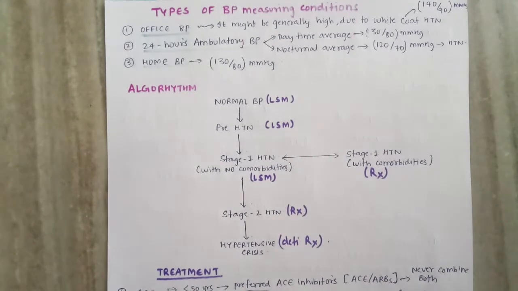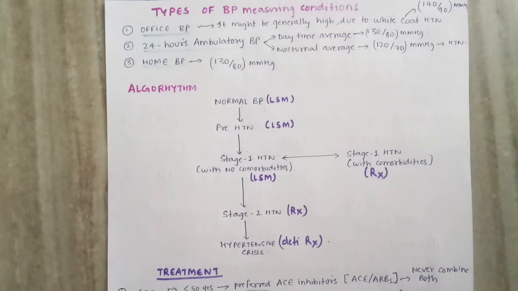If the patient has a normal BP, we ask them to make lifestyle modifications. If the patient is in the pre-hypertensive stage, we still ask them to make lifestyle modifications, and we do not prescribe any medicines. If the patient is in stage 1, we have to check whether the patient has any comorbidity, such as pre-diabetes, diabetes mellitus, or any cardiovascular disease.